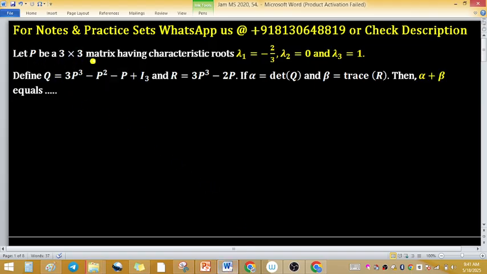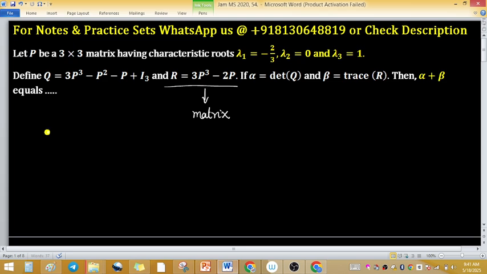Let P be a 3 cross 3 matrix having characteristic roots as given. Define matrix Q in terms of matrix P, and matrix R again in terms of matrix P. This is a matrix polynomial. So we need to find the value of alpha and beta.